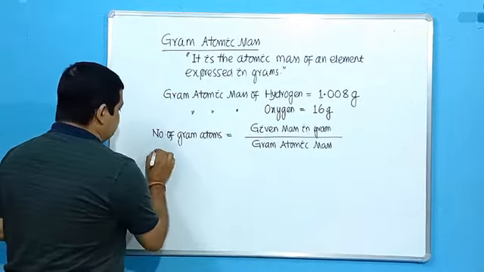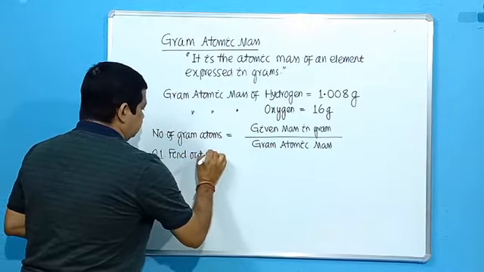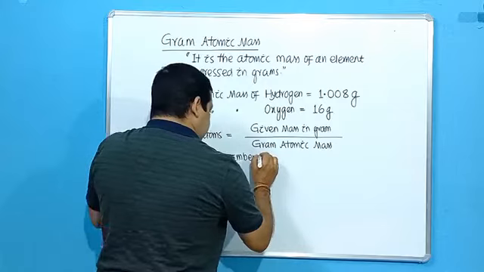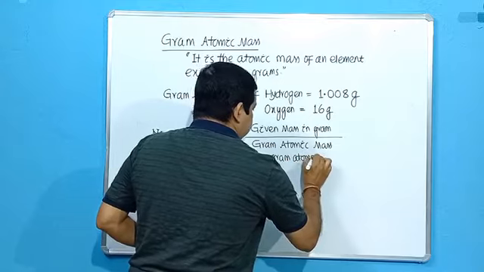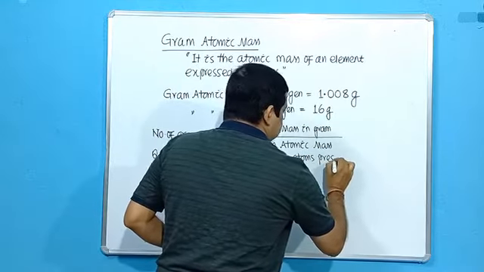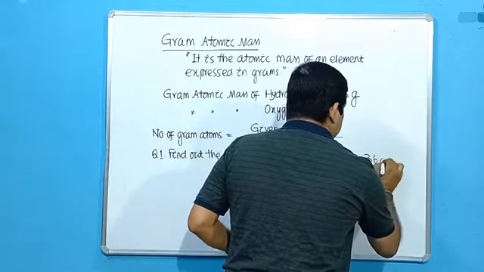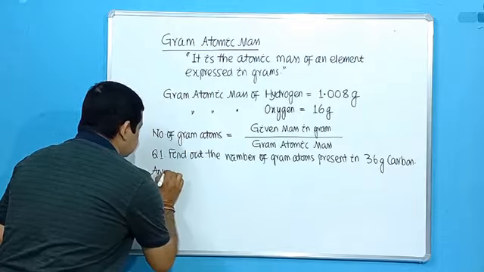For example, if the question is asked, find out the number of gram atoms present in 36 gram carbon. So we are giving 36 gram carbon, and you have to calculate the number of gram atoms present in it. Use the formula directly. So what will we answer?